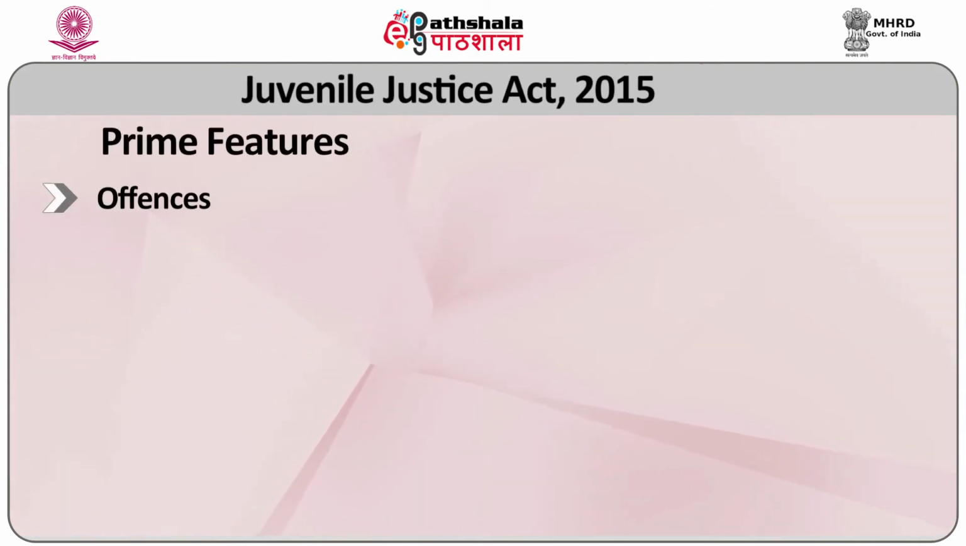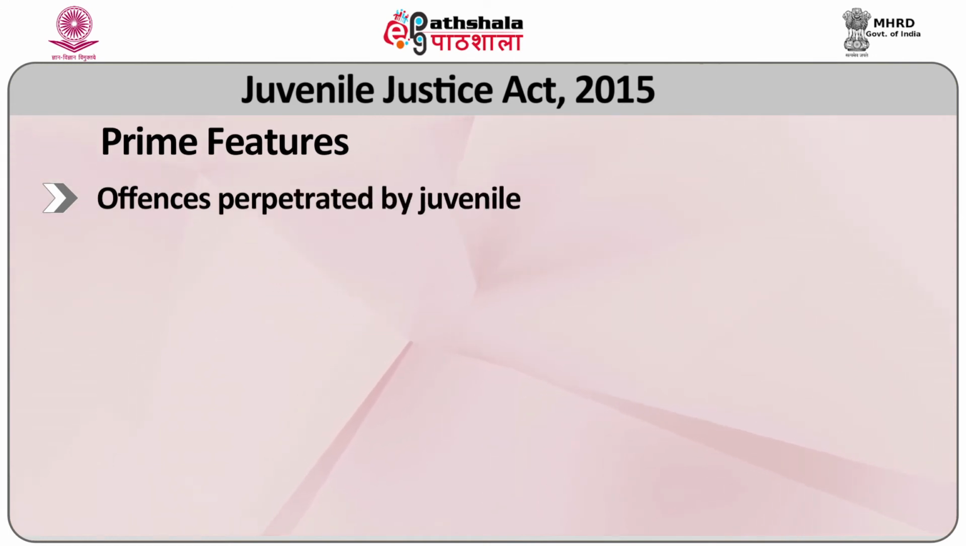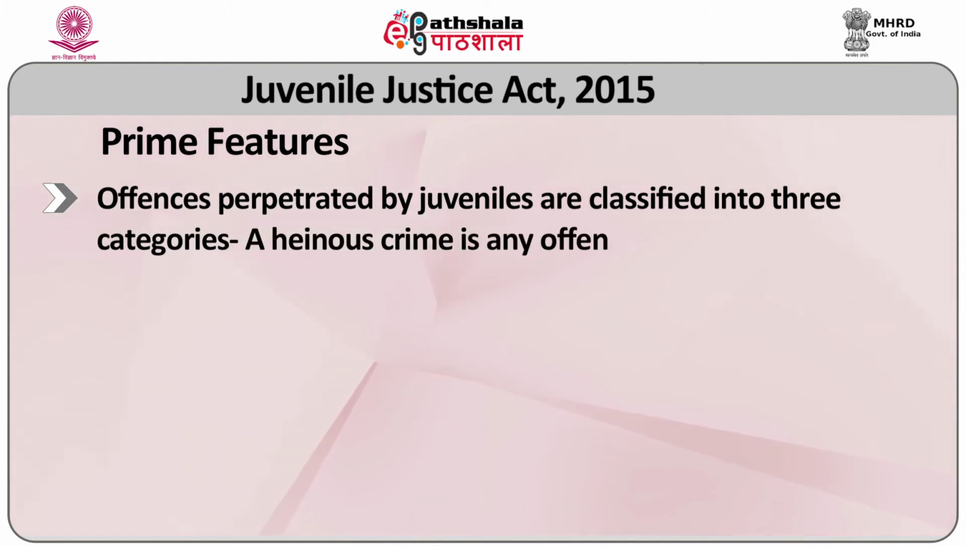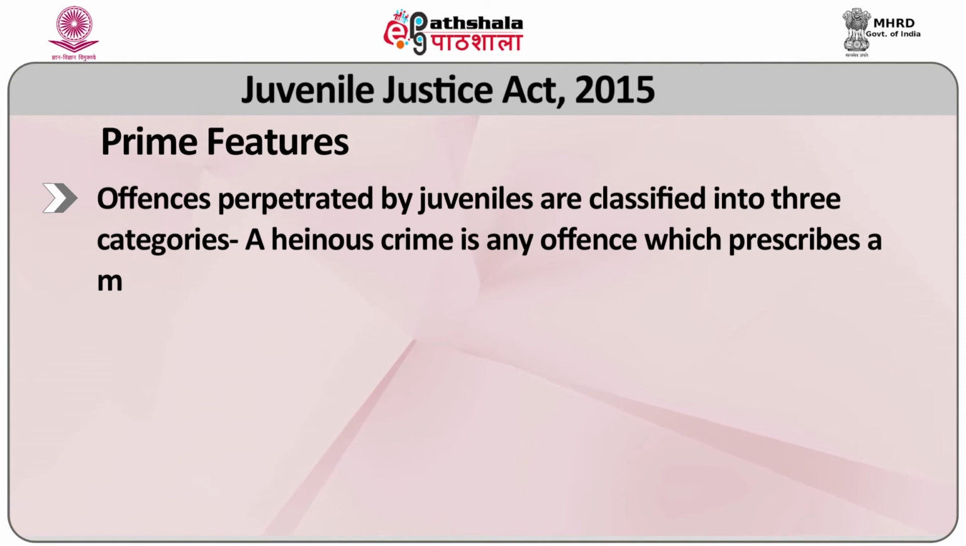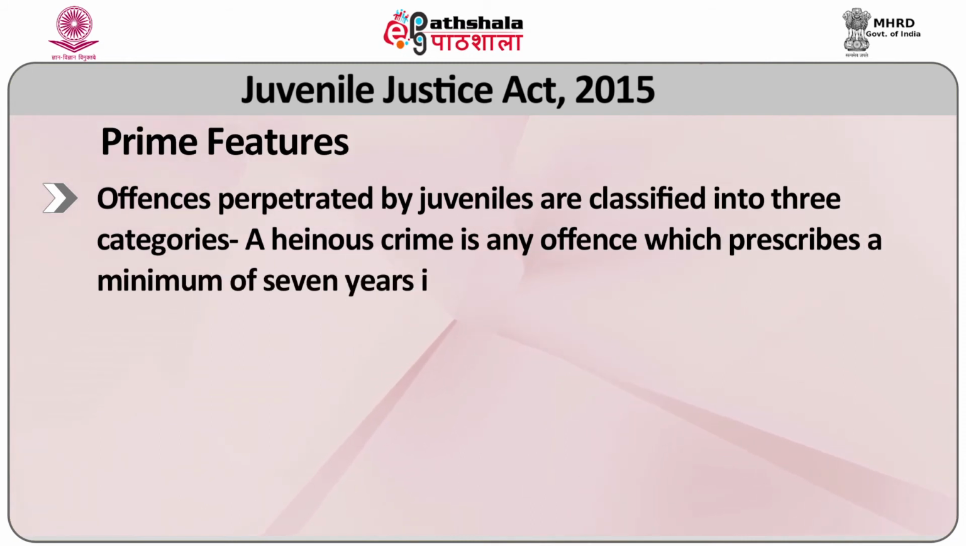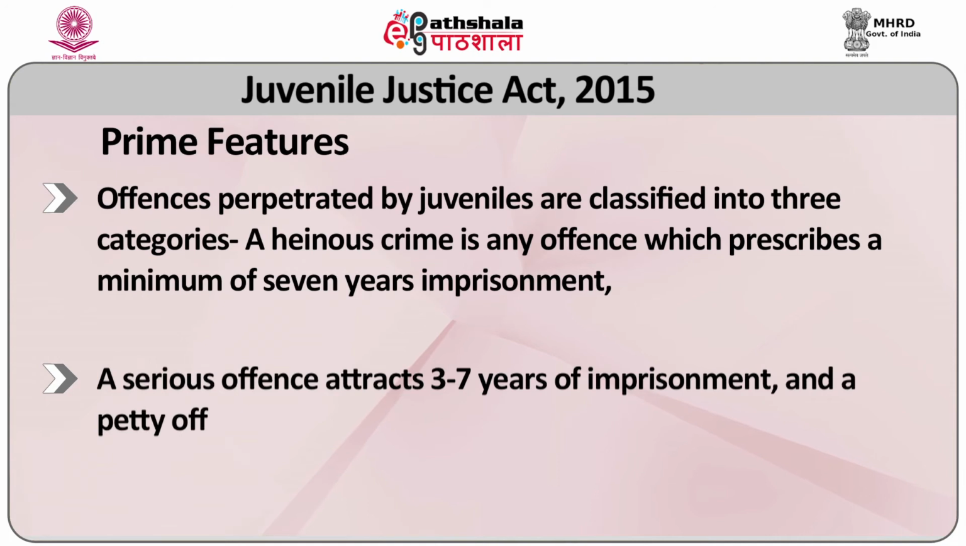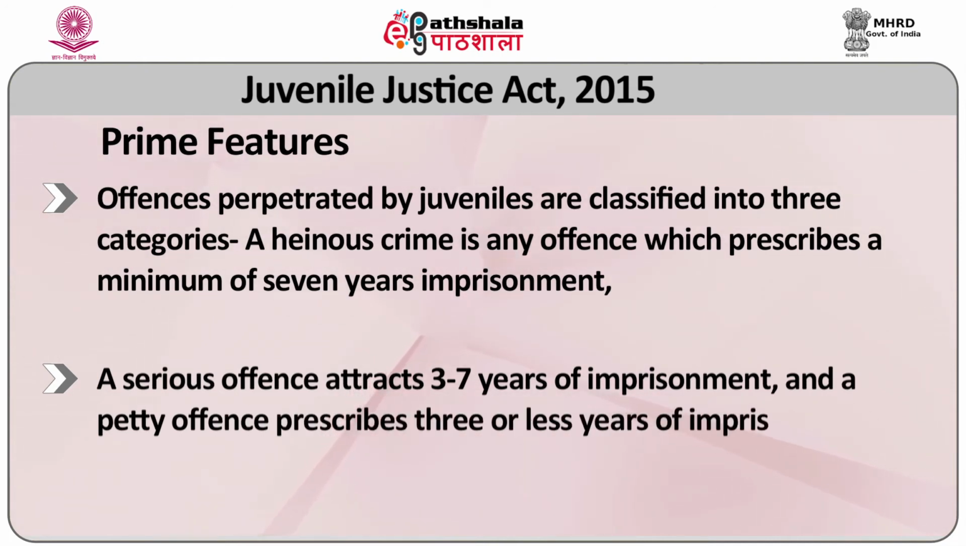Thirdly, offences perpetrated by juveniles are classified into 3 particular categories. First, a heinous crime, which is any offence that has a minimum of 7 years imprisonment. Second, a serious offense which attracts 3 to 7 years of imprisonment. And third, a petty offense which prescribes 3 or less than 3 years of imprisonment.